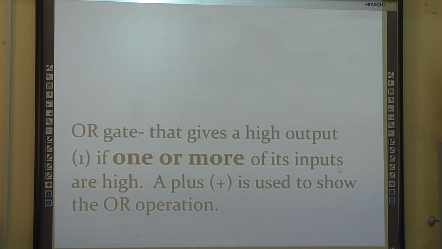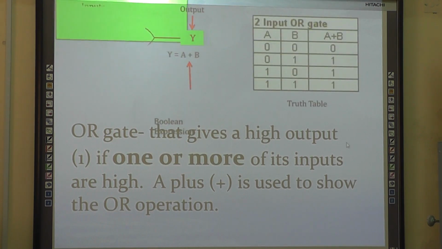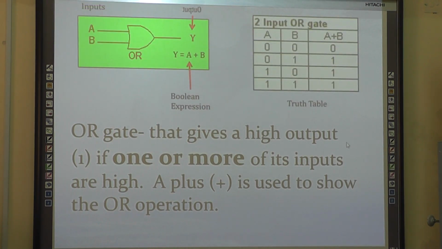OR gate. This is the symbol for the OR gate. It gives a high output if one or more of its inputs are high. A plus sign is used to show the OR operation. That means any input among those input signals here, it might be 2 or 3 inputs, the output should be 1. But if all of the inputs are 0, that means the output is 0.